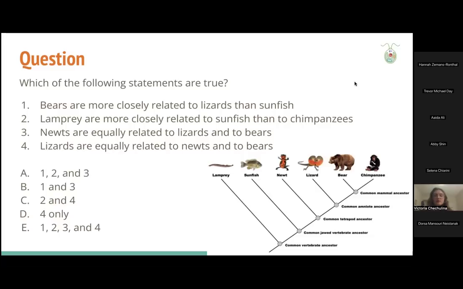With option 4, that one's incorrect. Notice that we're looking at the same 3 species, but the wording is slightly different. So just make sure you're clear on what we're comparing things to. If we look at the lizard-newt most recent common ancestor, that's going to be the common tetrapod ancestor, whereas the lizard-bear common ancestor is the common amniote ancestor, which is further along in evolutionary time. It's more recent, so those 2 species are more closely related to each other. Option 4 is incorrect. Next slide, please.